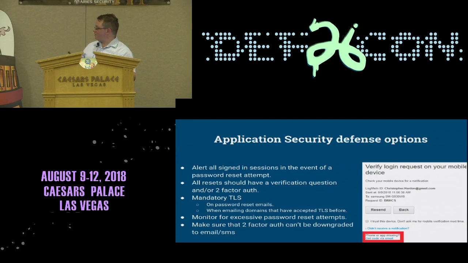Now, LogMeIn was a really scary one because people think they're setting up two-factor authentication that goes to their phone. But down at the bottom, if you don't get the email, or if you don't get the two-factor via the phone, you can just click get the code via email. Which means it's not really two-factor authentication. It's more one-factor authentication, because you can reset the password via email and you can get the token via email.